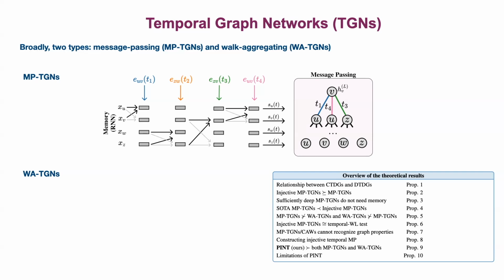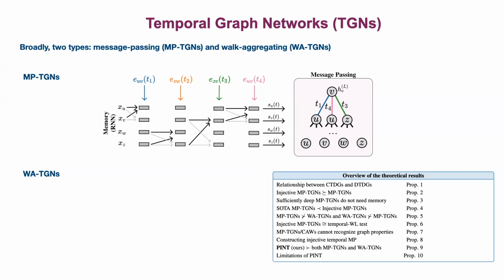And it turns out that neither of these is subsumed within the other in terms of expressivity. Neither model is more powerful than the other. So there are some cases for which the message passing temporal graph networks are better, and other cases where the walk aggregating temporal graph network should be preferred. And there are other interesting things that also unravel.